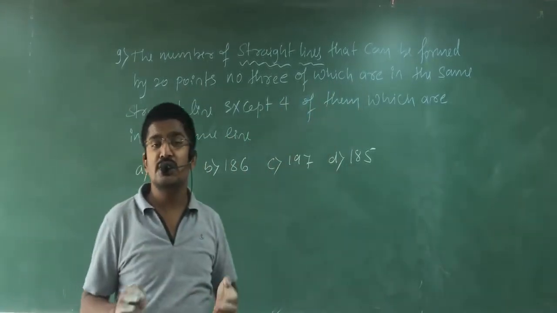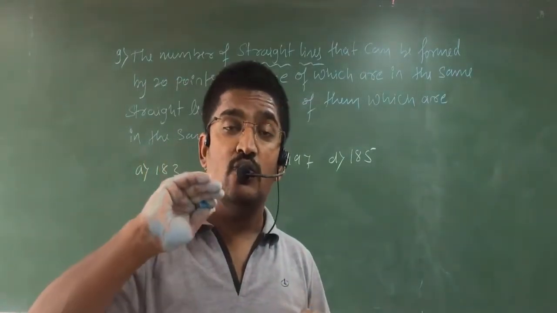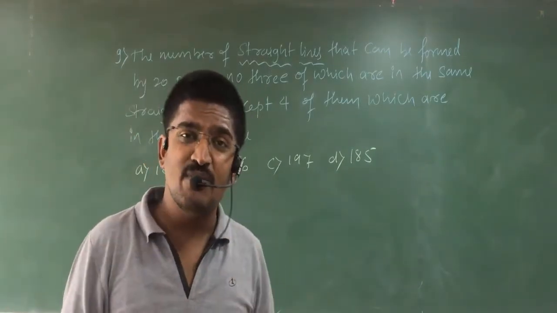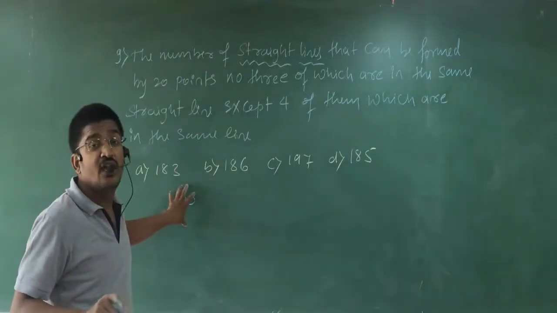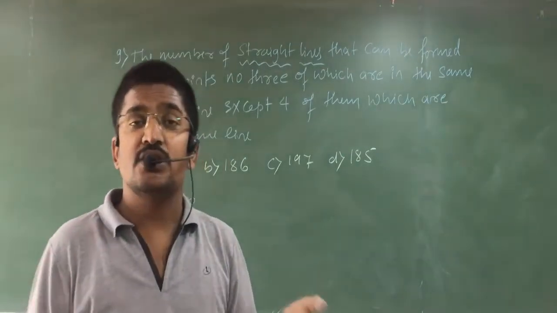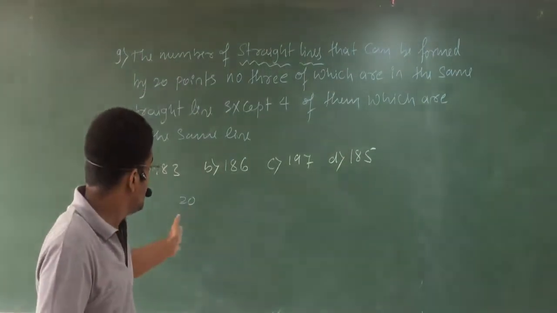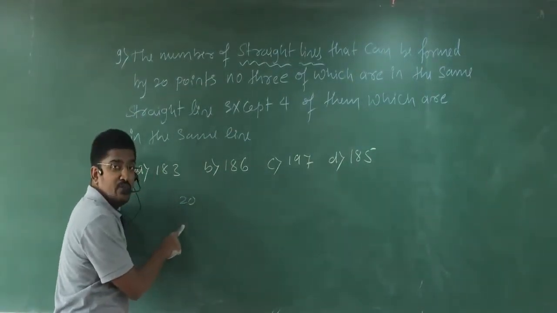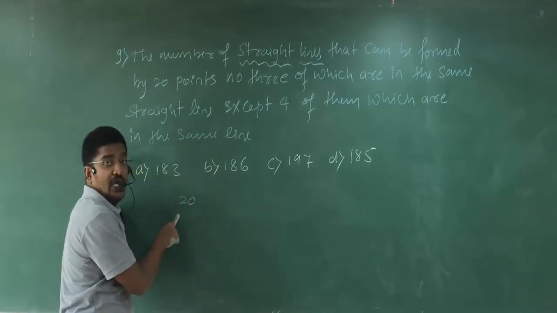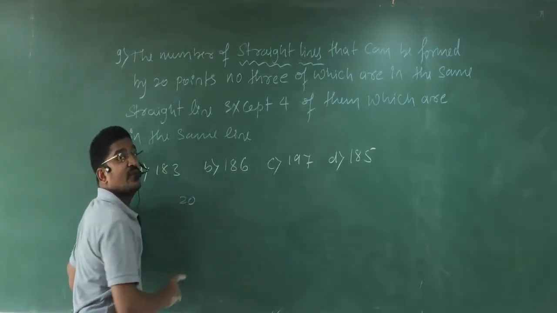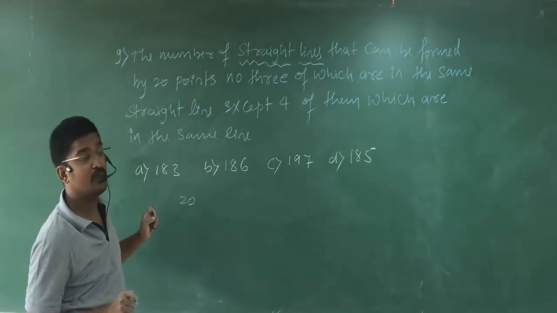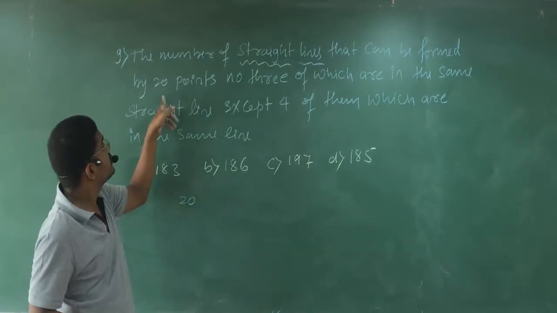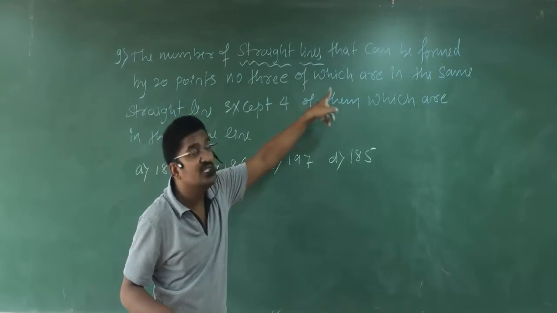That means no 3 points are on the same line. Among these 20 points, that means no 3 points. That means there are total 20 points. Out of these 20, no points are on the same line. That they are telling here. That means they are confusing with some English grammar. Don't get confused here. That means 20 points, no 3 of which are in the same line.